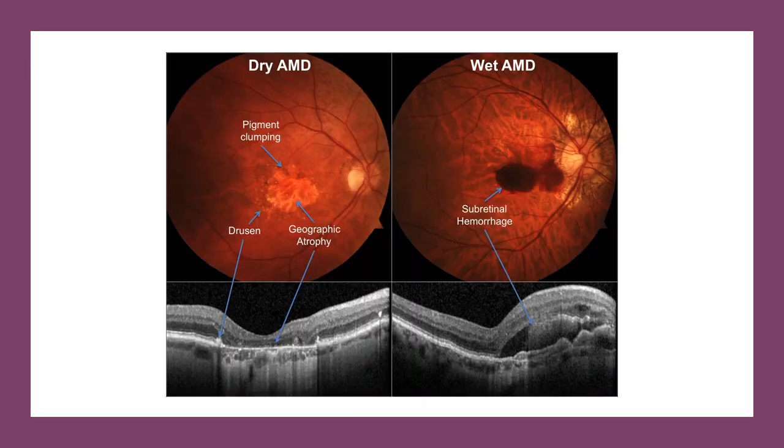Now we have some OCTs of different retinal conditions. We can see here that we have OCTs of dry age-related macular degeneration and wet AMD. In dry AMD, we can see that these drusen appear hyper-reflective, and the pigment clumping is hyper-reflectivity with the underlying shadowing. Okay, because it blocks the light.